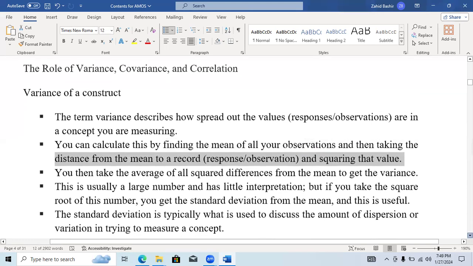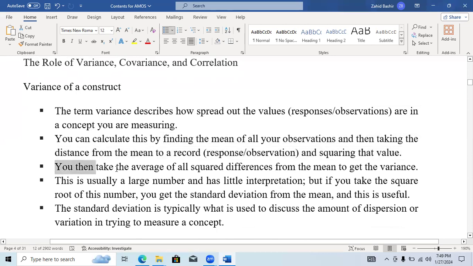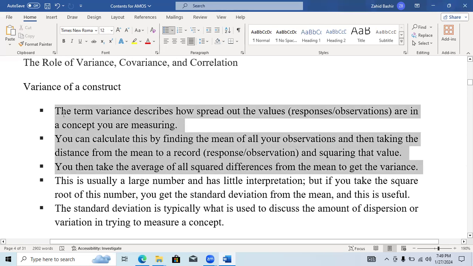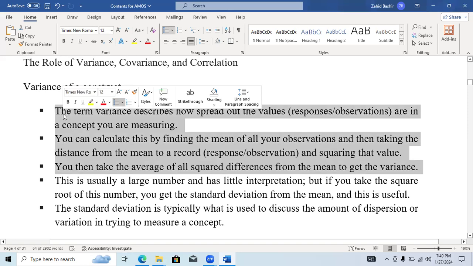Then in the next phase, you take the average of all the squared differences from the mean to get the variance. So this is basically the manual procedure. The software does it automatically. You don't need to worry about this procedure.